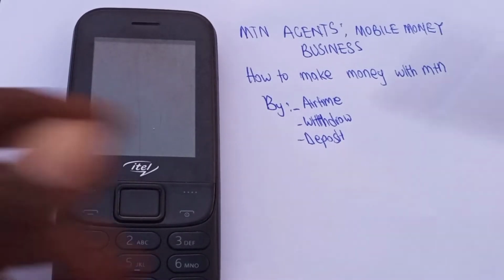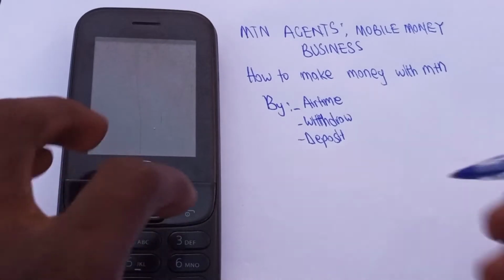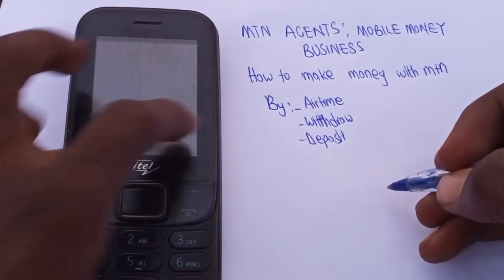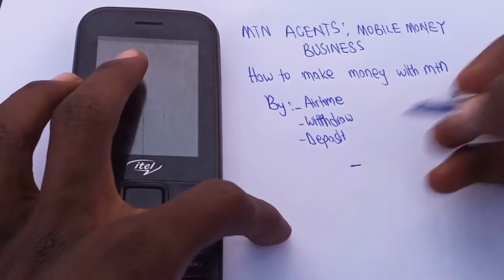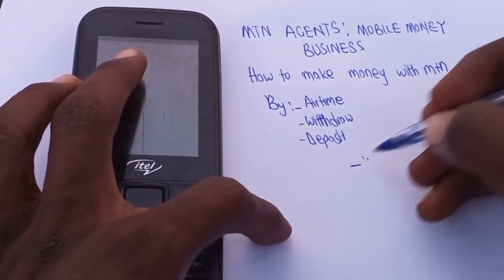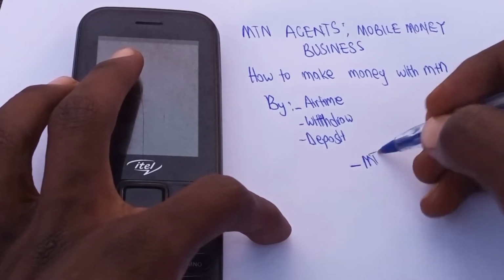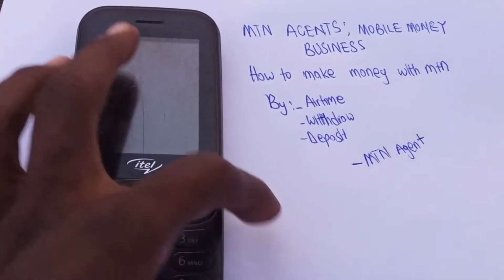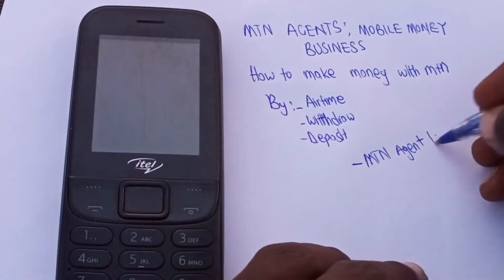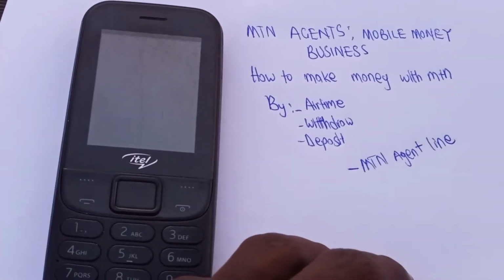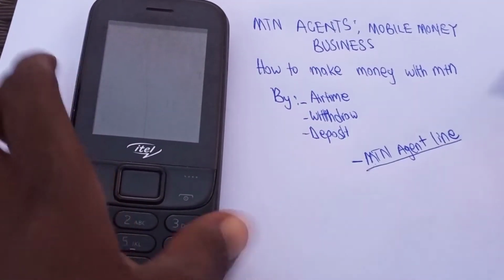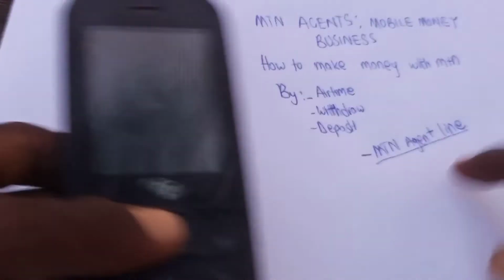So the first thing we are going to look at is this: to become an agent of MTN, you have to have an MTN agent line. I'm going to use MTN, but it will apply to all other companies. I'm using mainly MTN, but if you want to do other things, it will apply to all other agent companies. So what does an MTN agent line look like if you are still meeting it for the first time?